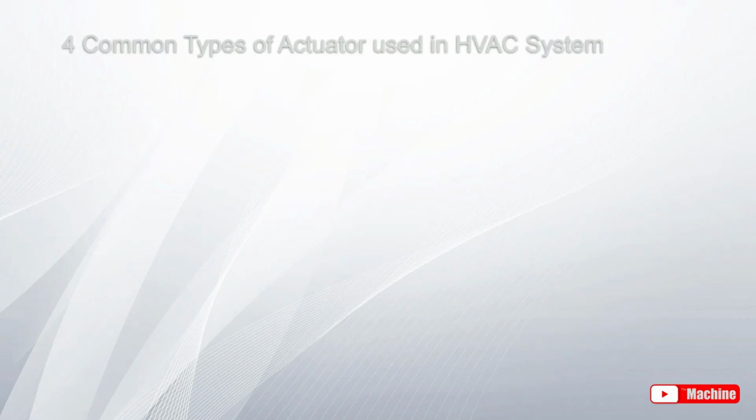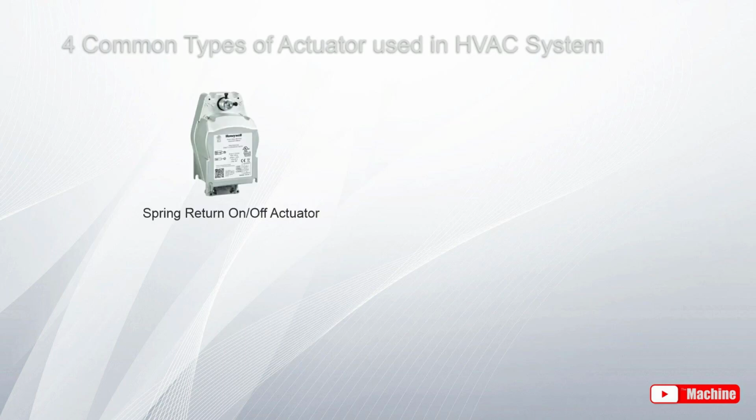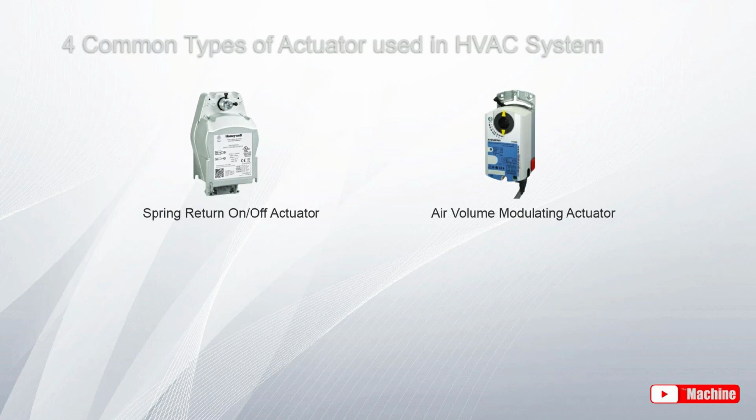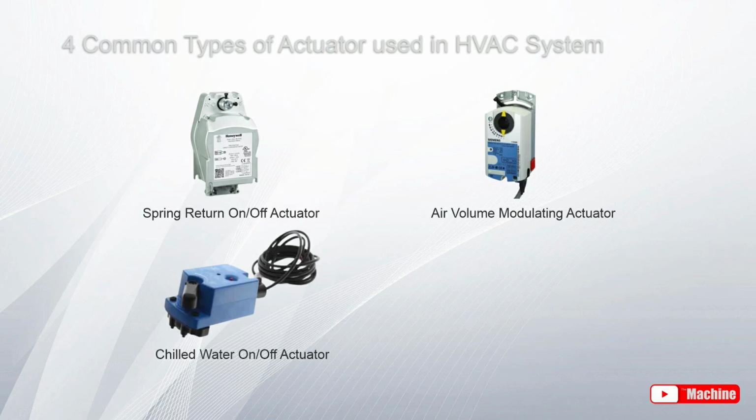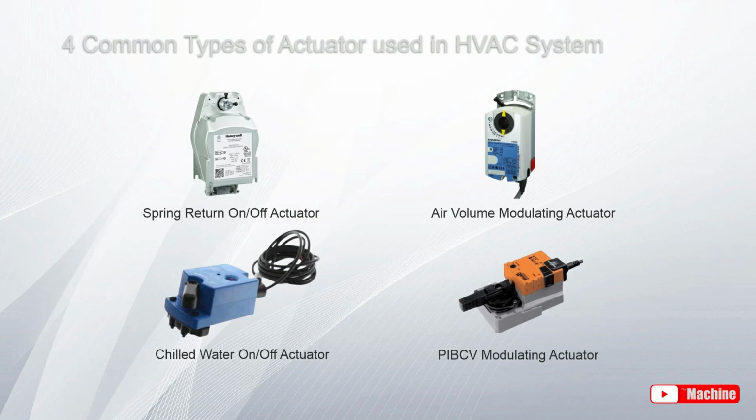There are 4 common types of actuators used in HVAC system. Number 1, spring return on-off actuator. 2, air volume modulating actuator. 3, chilled water on-off actuator. And 4, PIV-CV modulating actuator.